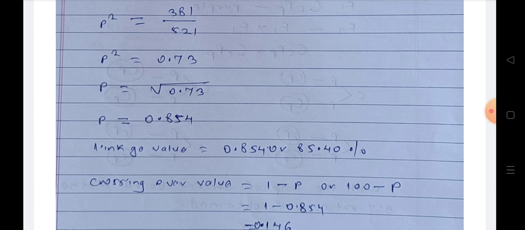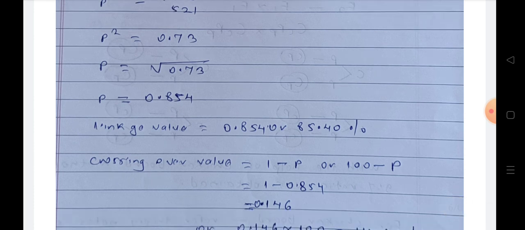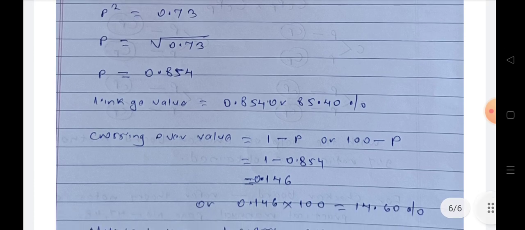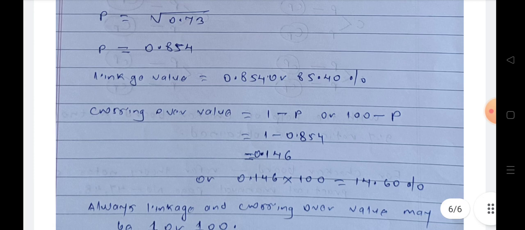Then we can calculate the crossing over value by the formula 1 minus P or 100 minus P. When the value is in digits, we can use the formula 1 minus P, or if the value is in percentage, we can use the formula 100 minus P. Suppose here the value that arises is 1 minus 0.8539. Here the crossing over value is equal to 0.1461. We can use 2 digits or 3 digits. Or in case of percentage, it will be 14.60% by multiplying by 100.